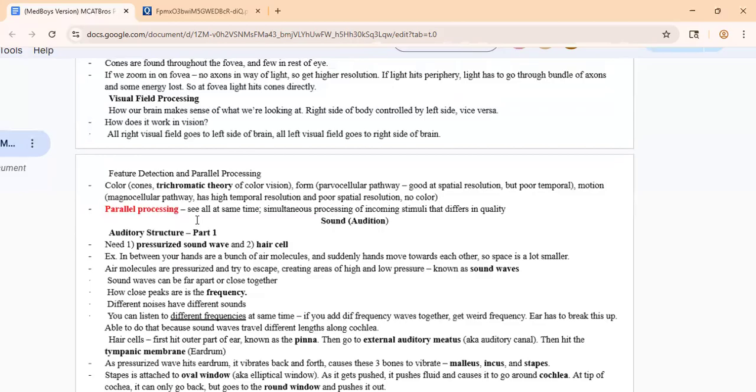So it's important to know that we have things like trichromatic theory, which focuses on color vision, and the parvocellular pathway is really good for spatial resolution, but extremely poor with temporal. Magno, I think of M, is very good with temporal resolution, but very poor with spatial resolution.